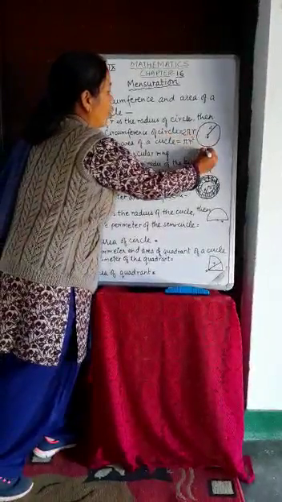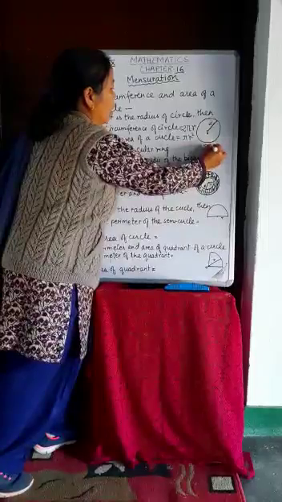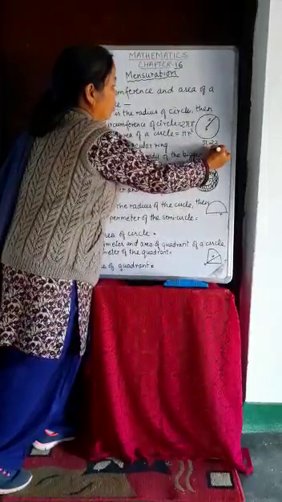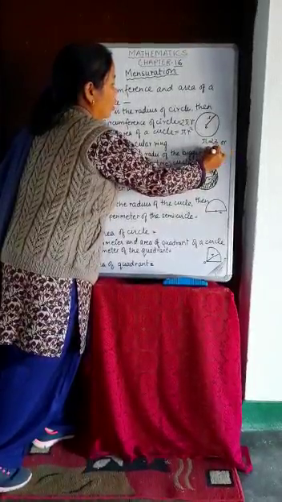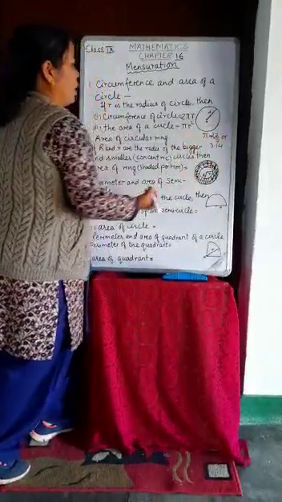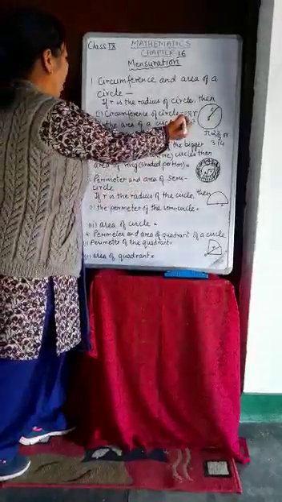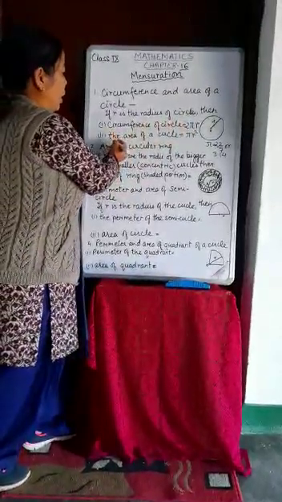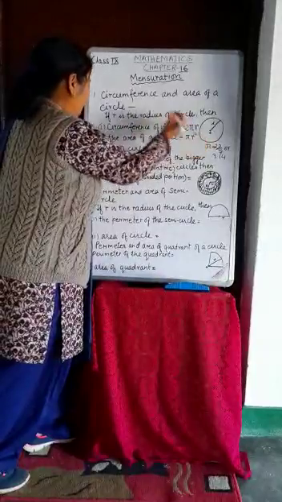And the value of pi is either 22 upon 7 or 3.14. You can use any one of these values to find the circumference. Now the area of the circle is pi r square.